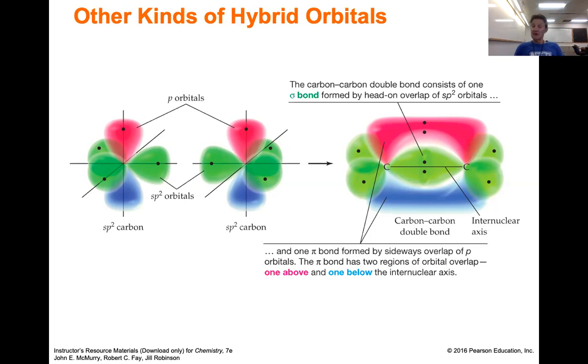That's what we'll call a pi bond, because if you cut it across the bond axis and look, it looks more like a dumbbell. So a double bond in carbon is 1 sigma bond formed by the overlap of an sp2 hybrid orbital on each carbon atom. And the pi bond is formed by the overlap of a p orbital on each of the carbon atoms.